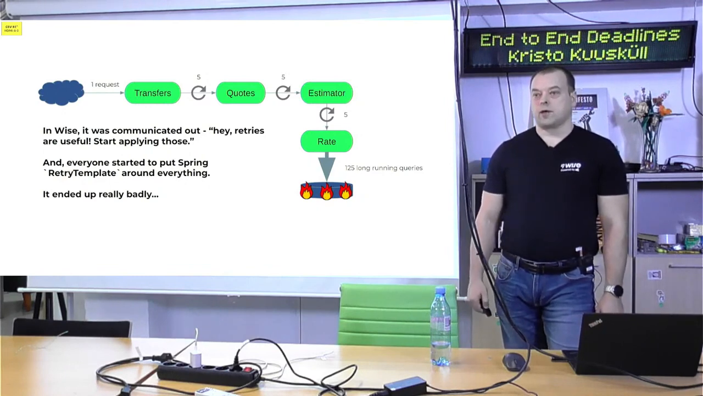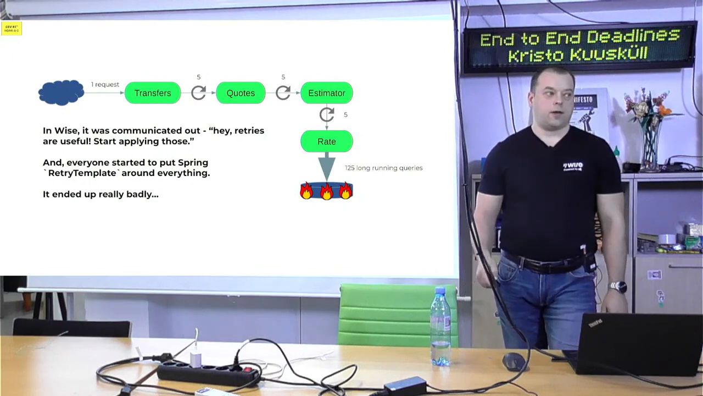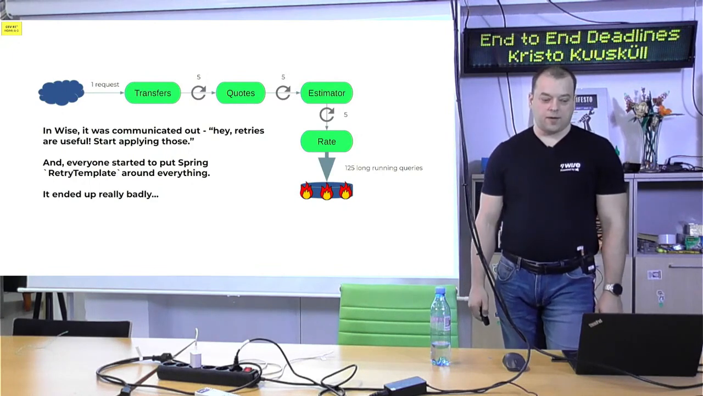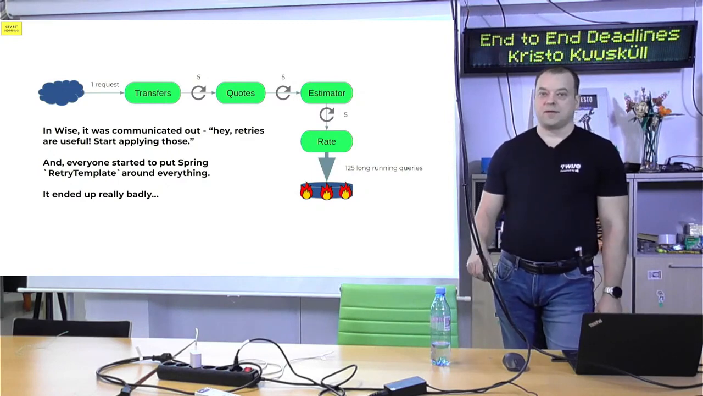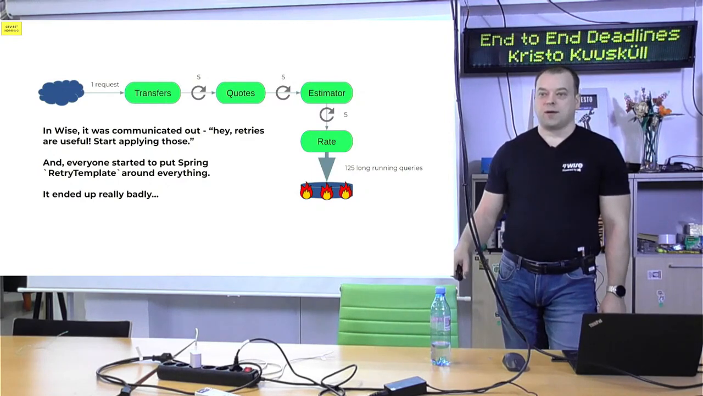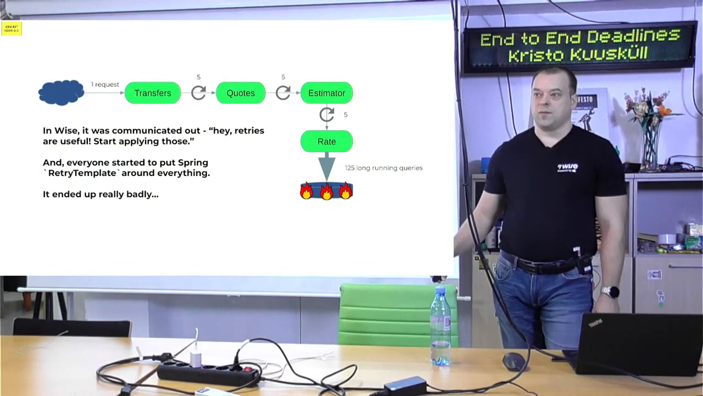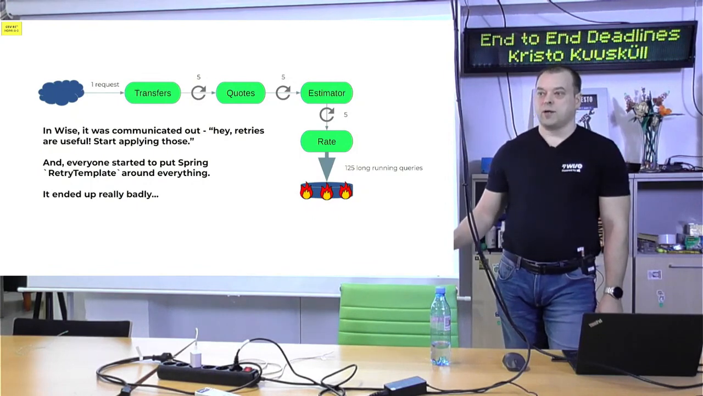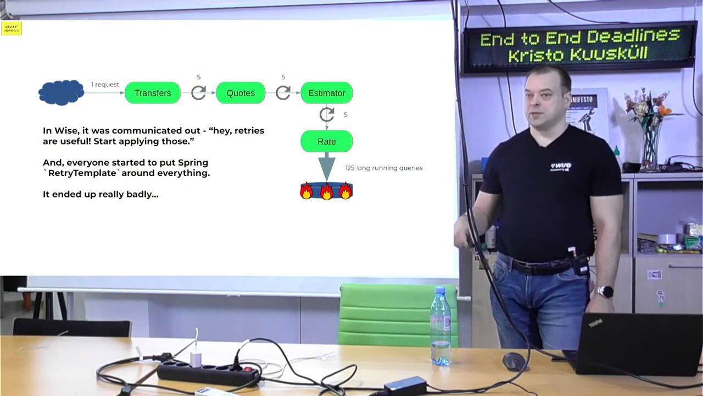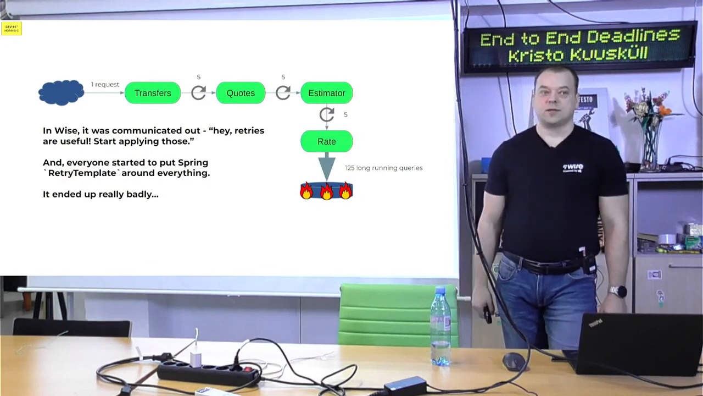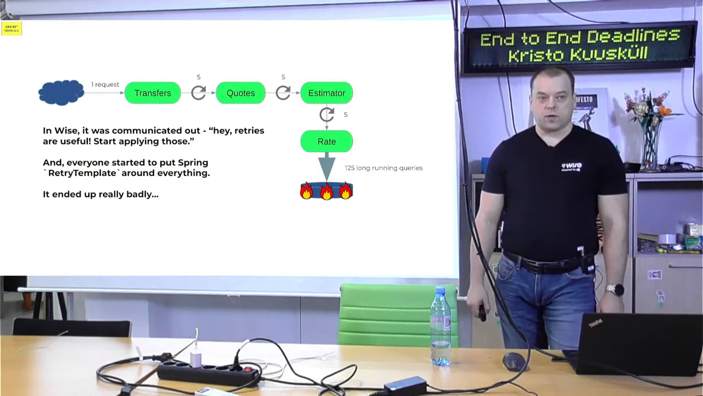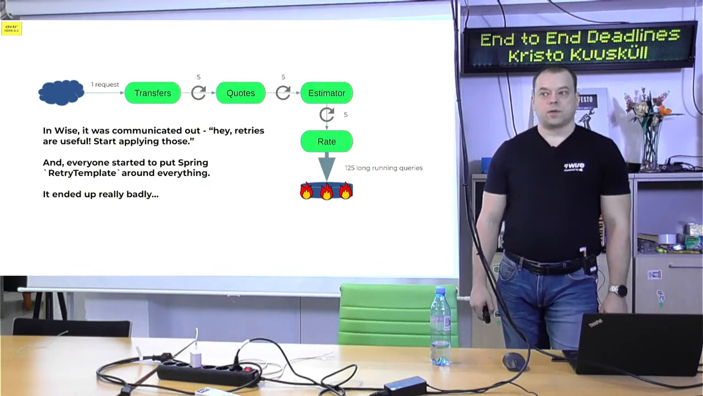Now if we wouldn't have had retries, we would have had only one query in the database. But we ended up having one request coming in to the transfers API call, and we had 125 slow queries running in the database, taking the database down and causing an outage. It was just an example, but it was actually a pattern happening everywhere. What went wrong is that we retried on timeouts as well.